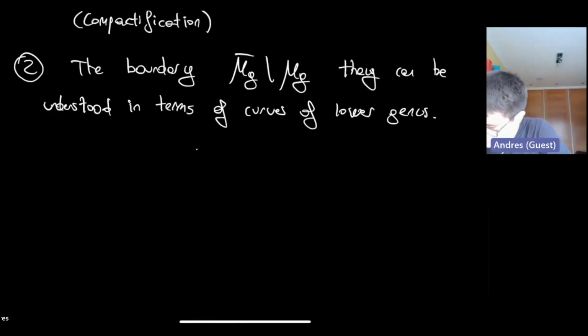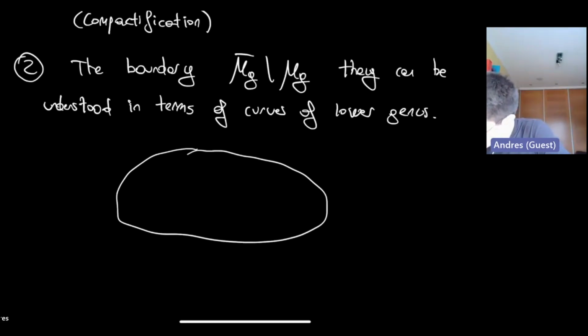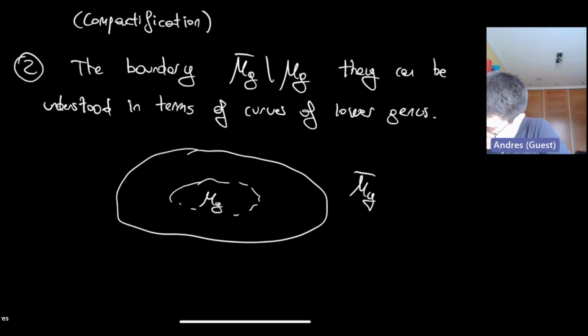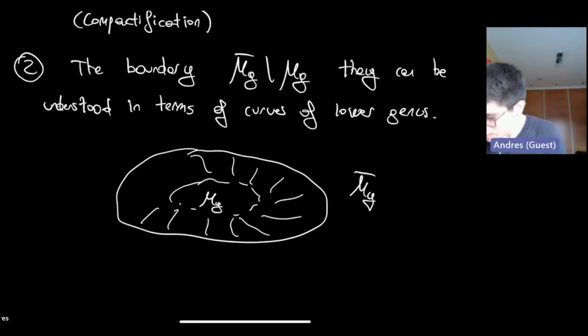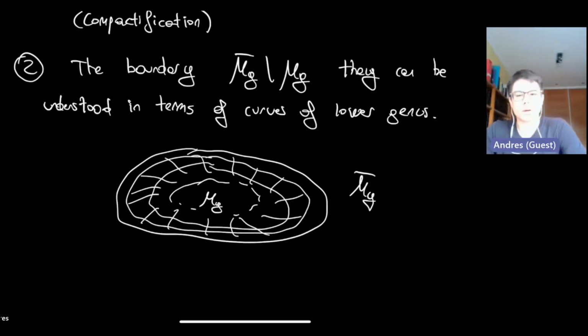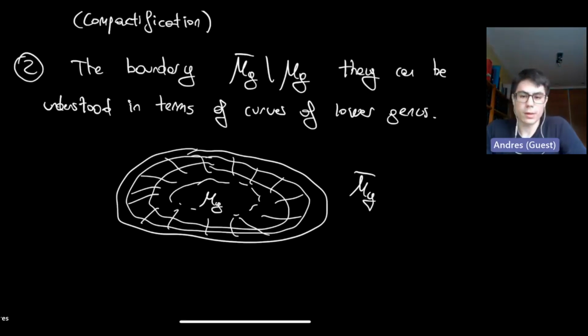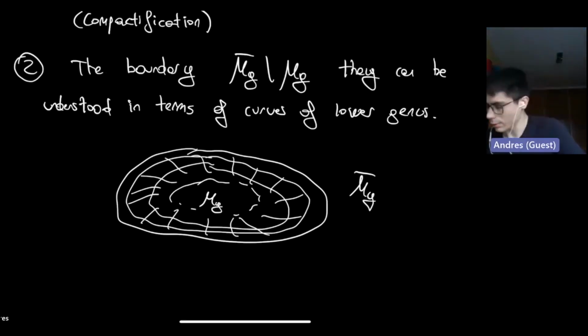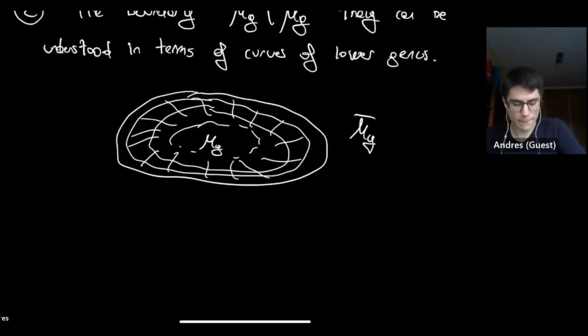So roughly the picture that you should have in mind is we have this compactification, M_g bar. Inside we have the regional moduli space that we were interested in, this is M_g. And then this boundary admits some type of stratification. And the strata can be understood nicely in terms of lower genus information, so curves in lower genera.